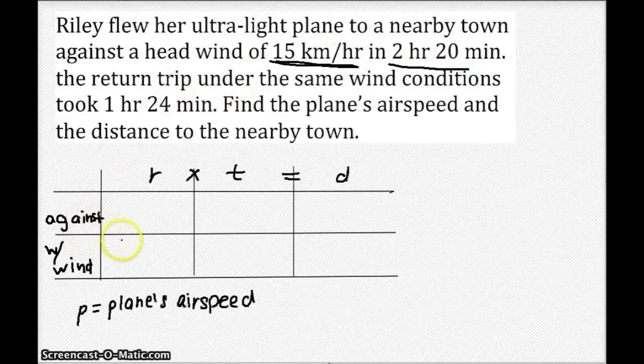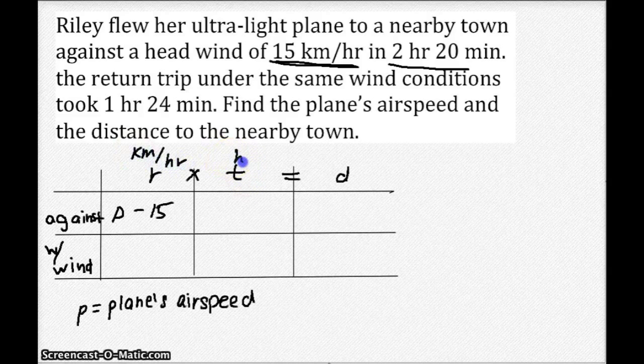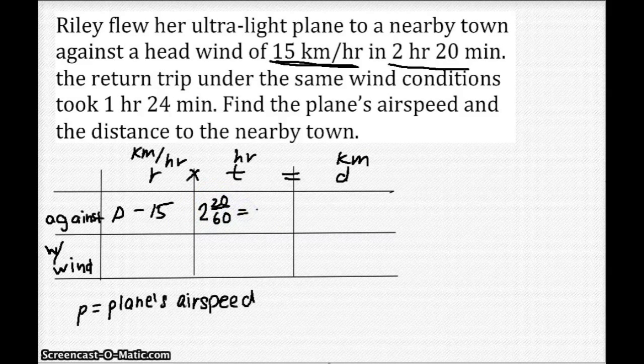So if she's going against the wind, then it's going to be harder for her to move. So the rate is going to be less. So you're going to subtract 15 kilometers per hour from the actual plane speed because the wind is slowing down the plane. Then the time it took was 2 hours 20 minutes, and you have to make sure that you keep the units constant. So this is going to be kilometers per hour, this has to be hours, and this can be kilometers. So you have to make sure the time is in hours. So in order to make that hours, 2 hours 20 minutes would be 2 and 20 over 60, but you can simplify that to 2 and 1/3.